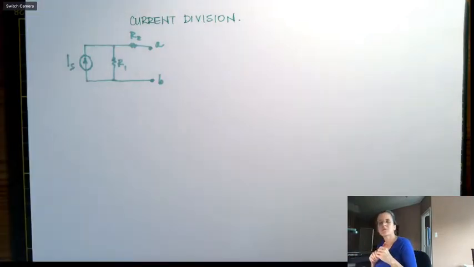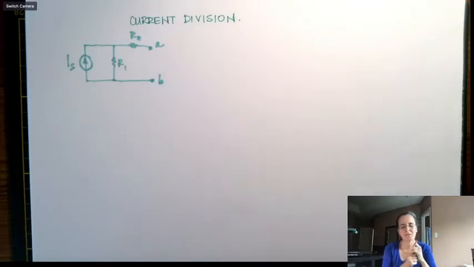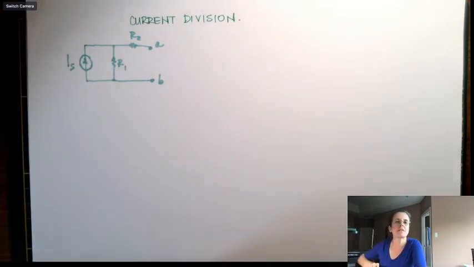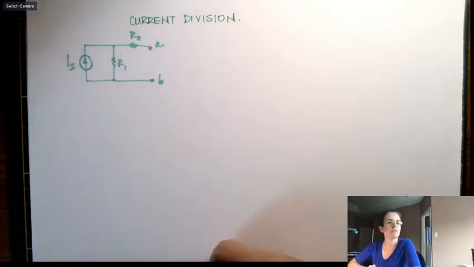Okay, I realized that I don't have any videos on current division, so I'm gonna try to make it simple, but also answering a couple questions from class. And one of them is if these two resistors are in parallel, and the answer is no. And they are also not in series.